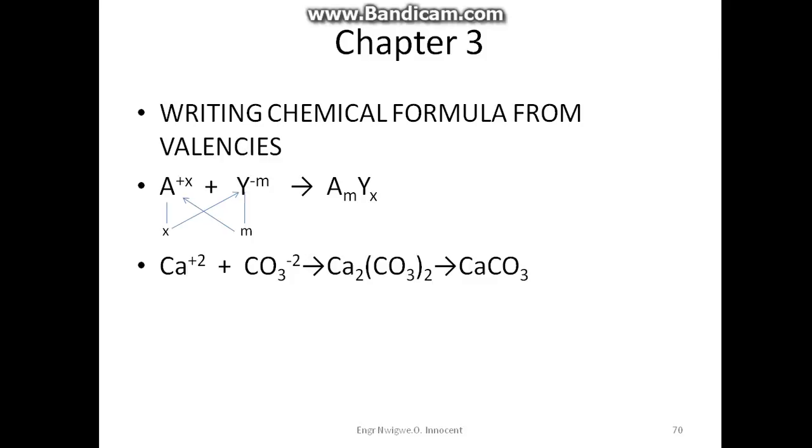having two positive valency combining with tetraoxocarbonate having two negative valency, the two valency of tetraoxocarbonate will move to the calcium, while the two positive valency of calcium will move to tetraoxocarbonate, which will then cancel out to give us CaCO3, since the two valencies are equal.